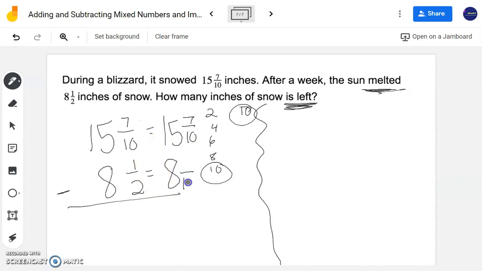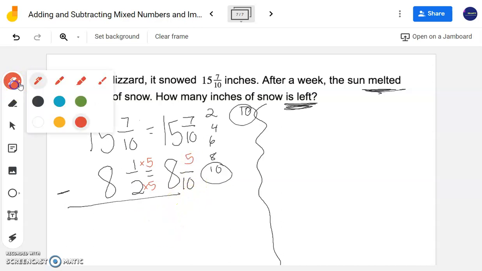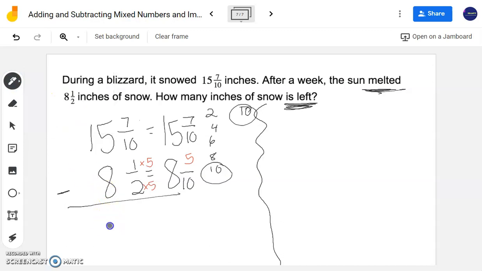But now I want to do something. I need to find an equivalent fraction to 8 1/2. That's showing me it's equal, but my denominator is going to be 10. So I recognize that 2 times 5 is 10. So I'm going to take that same number and multiply that to my numerator. So 1 times 5 is 5. Now, instead of adding this problem, I'm going to subtract. But notice it was the same process up until I need to actually do the operation.